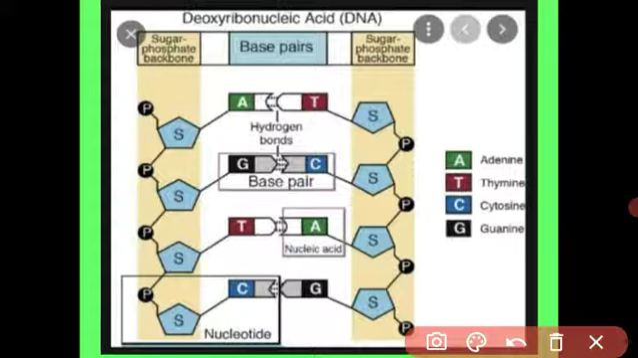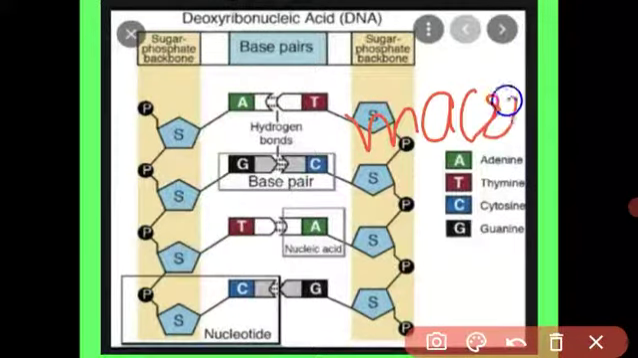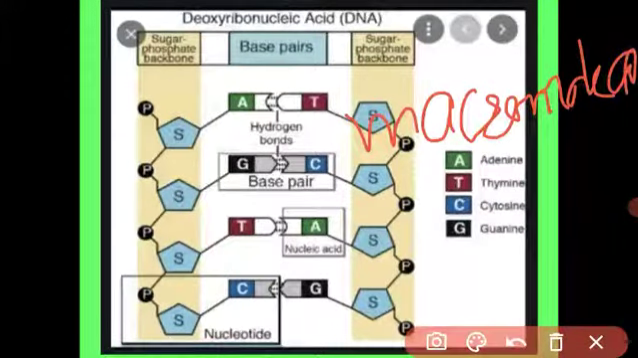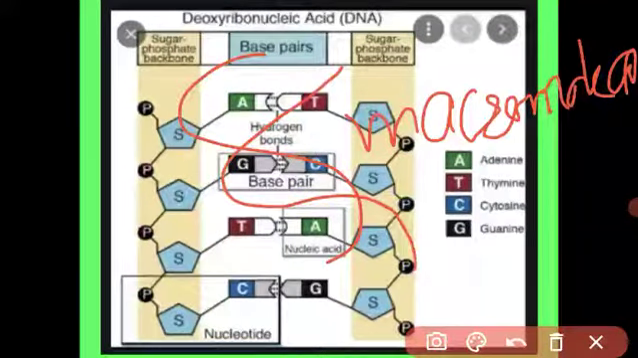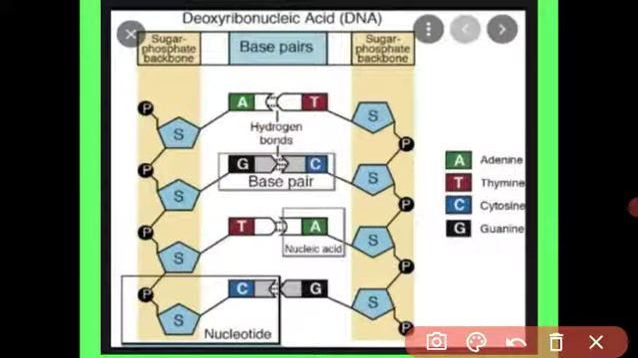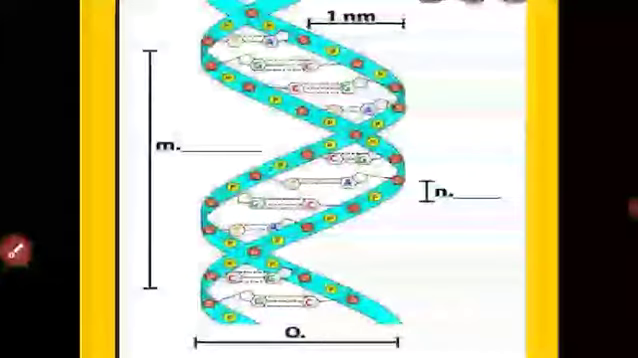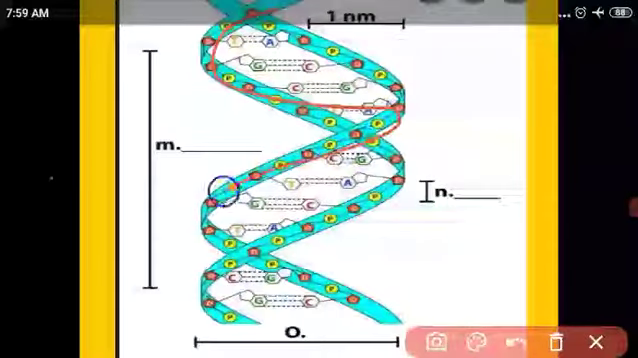DNA is a large molecule. This large molecule is called a macromolecule. And these two complementary strands are formed by repeating nucleotides. See, these complementary strands form the repeating nucleotides.